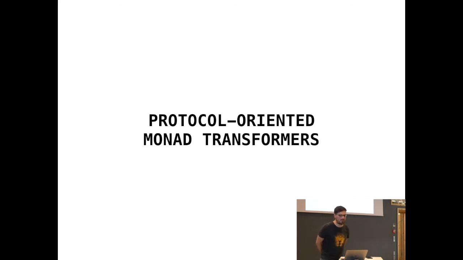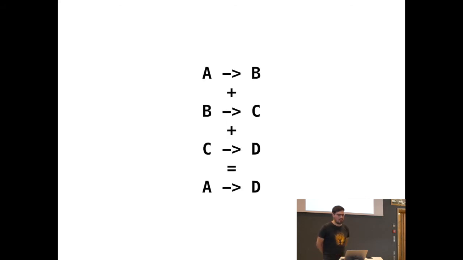Just to get everyone on the same page, I'm going to recap a little bit about the things that are important, I think, about monads. We all like function composition. So if I have a function from A to B and a function from B to C, I can always compose them in a function from A to C, and I can go all the way down.